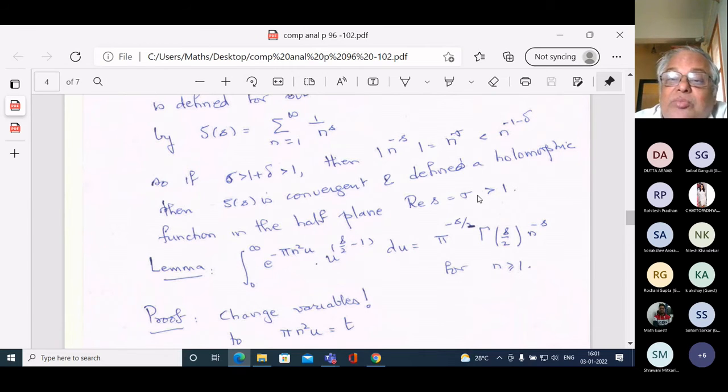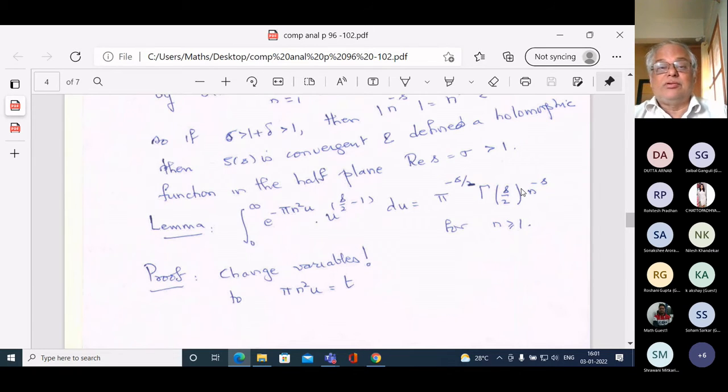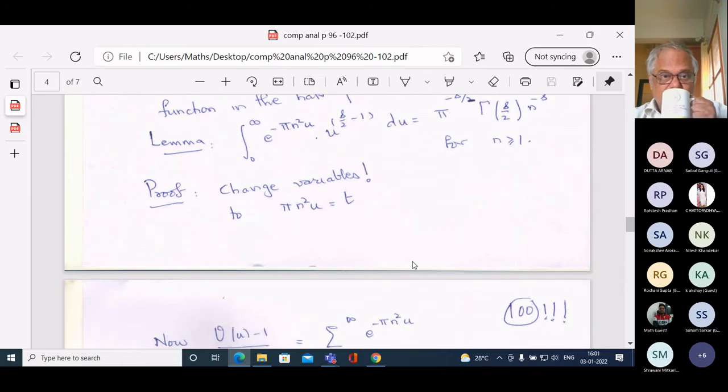And in fact, I said that it is holomorphic on real part of s equal to sigma, which is 1 plus delta for any delta. And therefore it is holomorphic in this region. So what is the next statement?